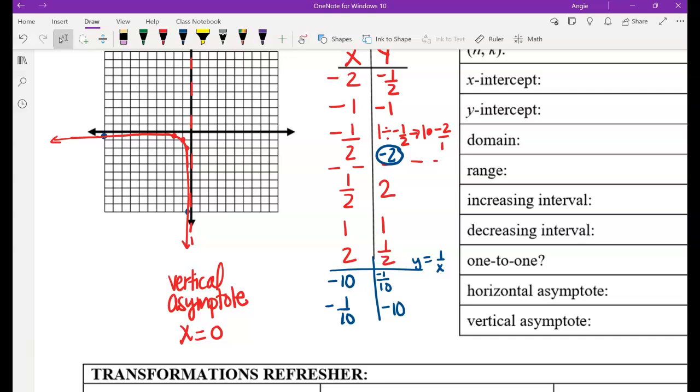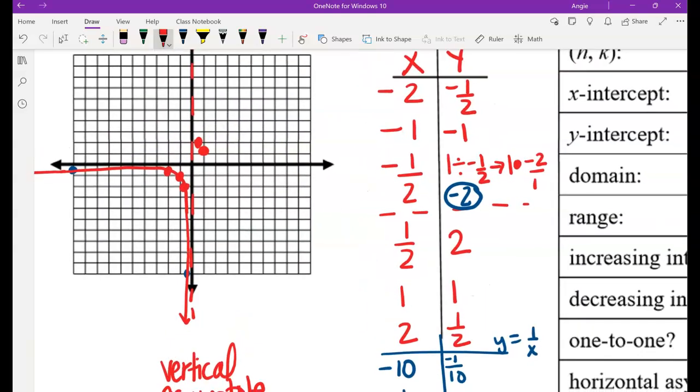So let's go and plot. Let's make sure our points are really clearly plotted. When we plug a half in, we're going to go up to 2. When we plug in a 1, y is 1. And when x is 2, y is a half. So it goes like this.